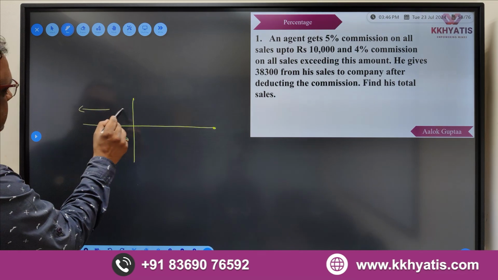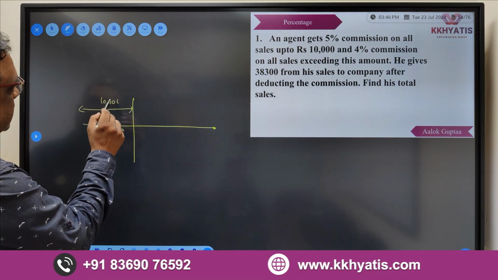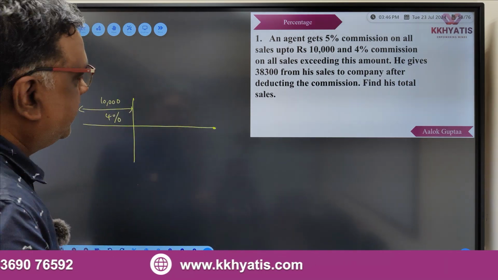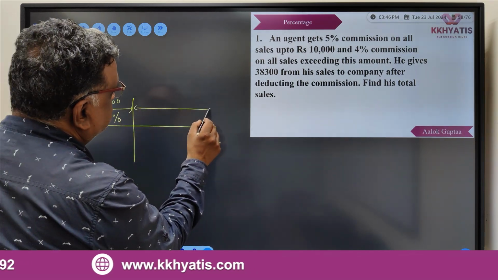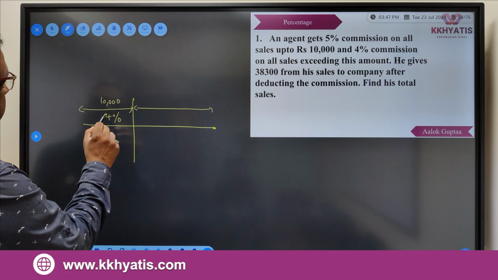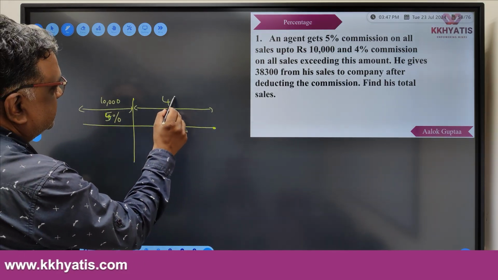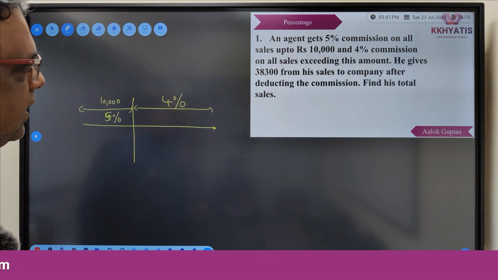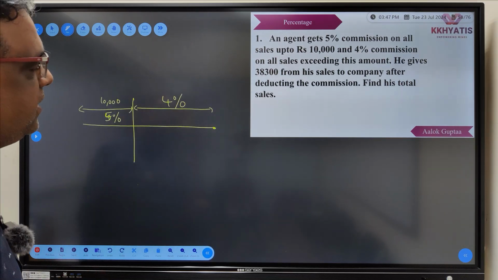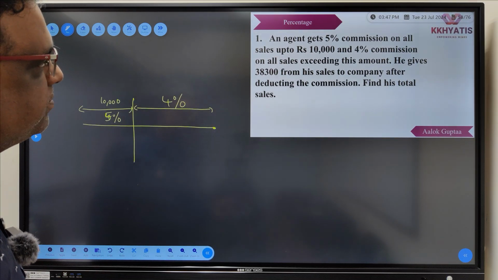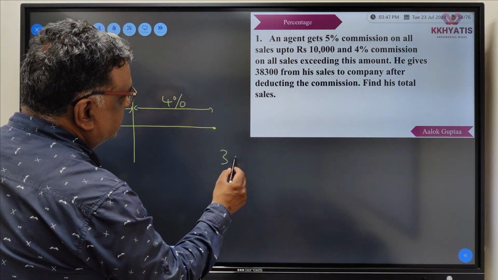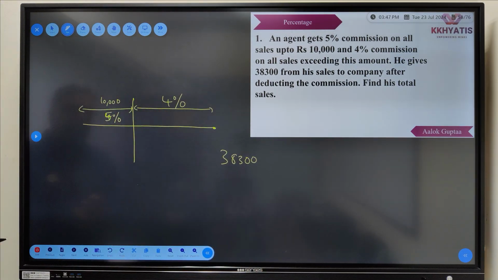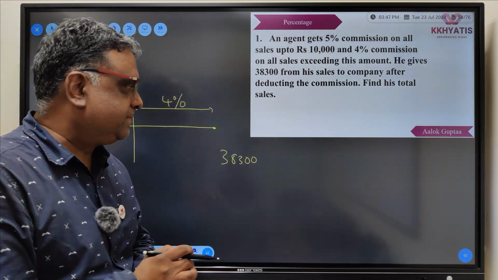Up to 10,000 of sales, he gets 5% commission. And on all the sales which are exceeding 10,000, he gets 4% commission. Right? After that, he gives 38,300 from his sales to the company. So he gives back 38,300 back to the company after deducting his commission. So we have to find the total sales.